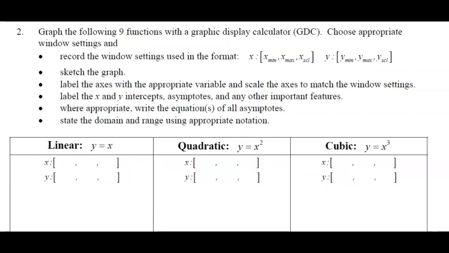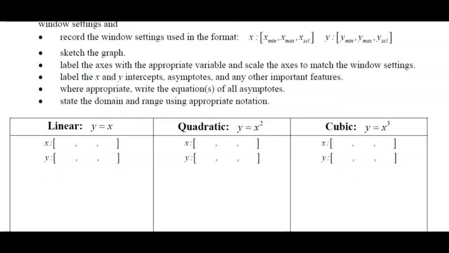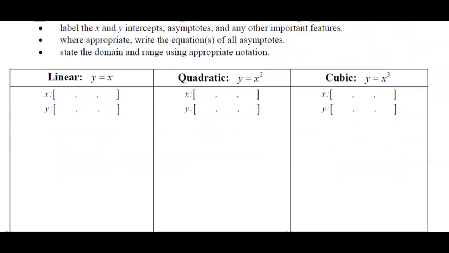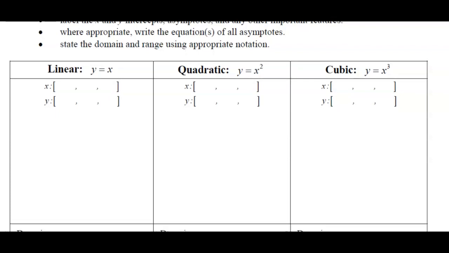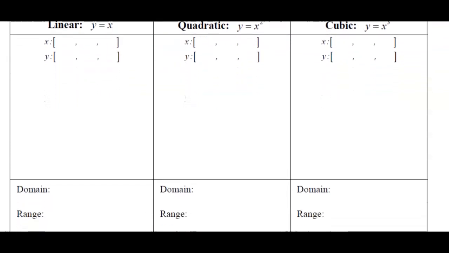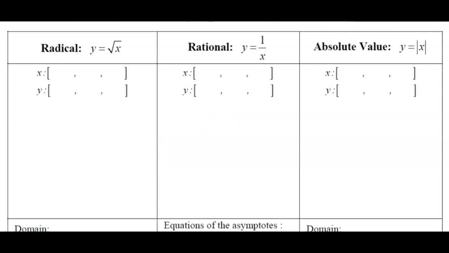So as I said, we're not doing every one. What we're going to do with a few of them is record the window settings, sketch the graph in the space, label the axes with the variables, x and y intercepts, asymptotes, any other important features, write the equation of all asymptotes, if appropriate, and state the domain. Okay, so we're not going to do y equals x. That's Math 10. Y equals x squared, Math 20. Y equals x cubed, even Math 20, we did that. So I'm going to leave those for you to do on your own time, as part of your homework.